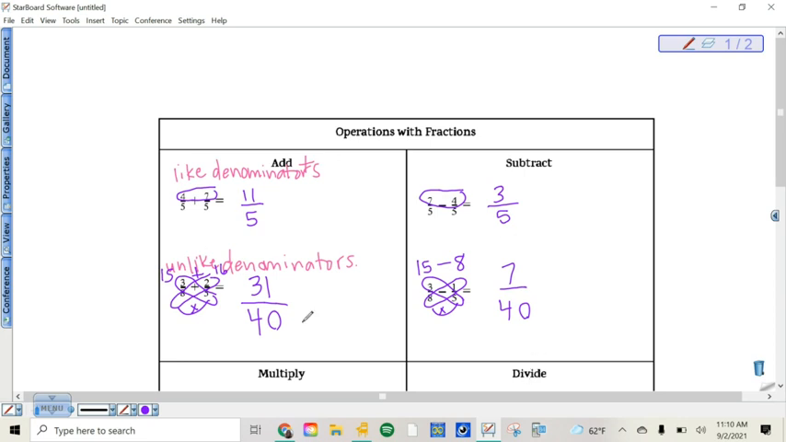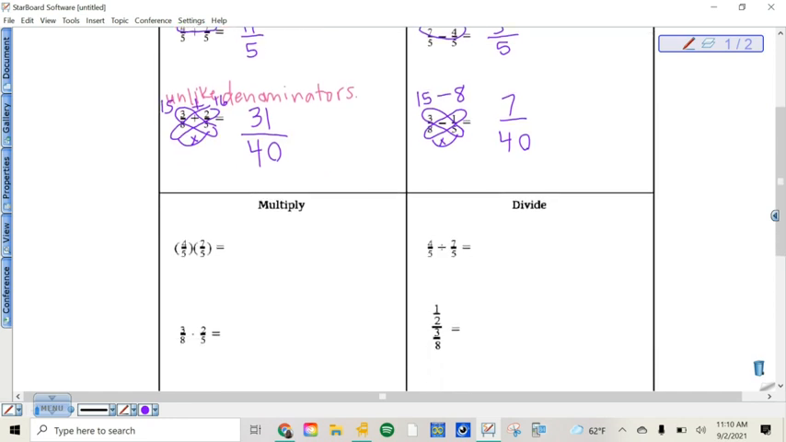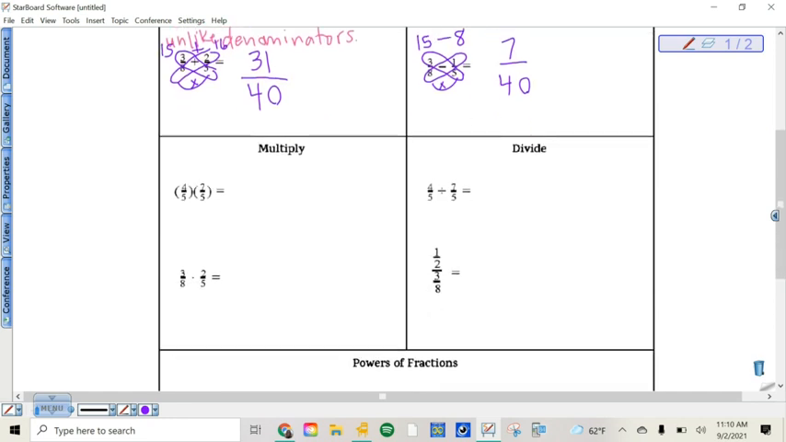Cool? Does everyone have what they need down on this paper to remember what to do tomorrow? Great. Okay, now let's talk about multiplying and dividing. So for multiplying, what do I need to do when I want to multiply fractions? Does it matter if they have common denominators or uncommon denominators? No. Yeah, you just go straight across the top, straight across the bottom.